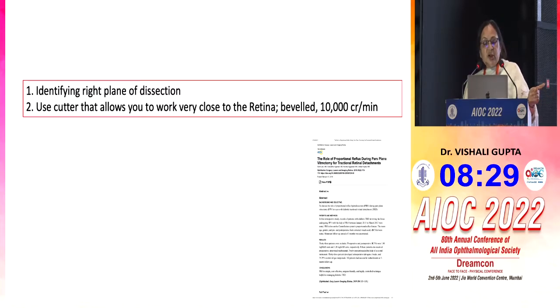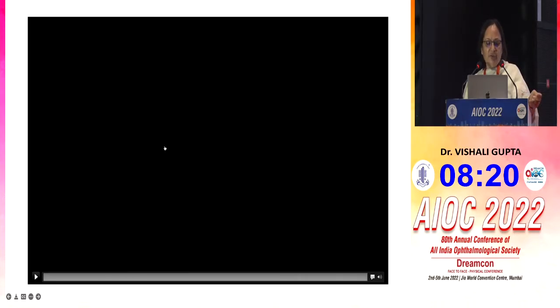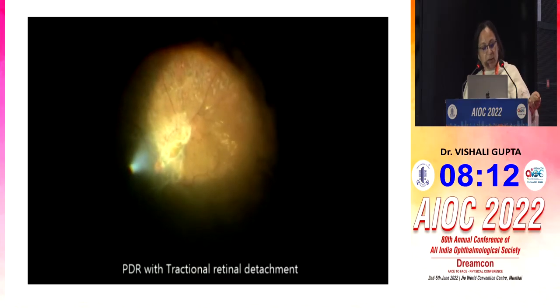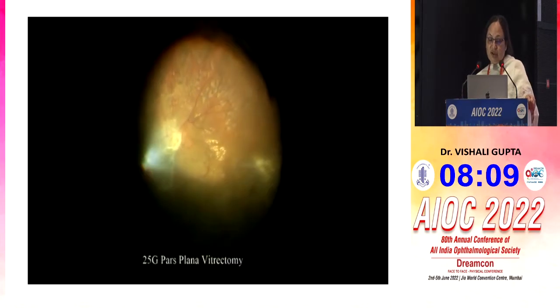Choose a good machine and choose the cutter that allows you to work very close to the retina. And we do have now a bevel cutter of 10,000. Honestly, 10,000 you don't really need most of the times, but up to 7,000 cutter, especially when you are working close to the retina. Now, this is one such example.